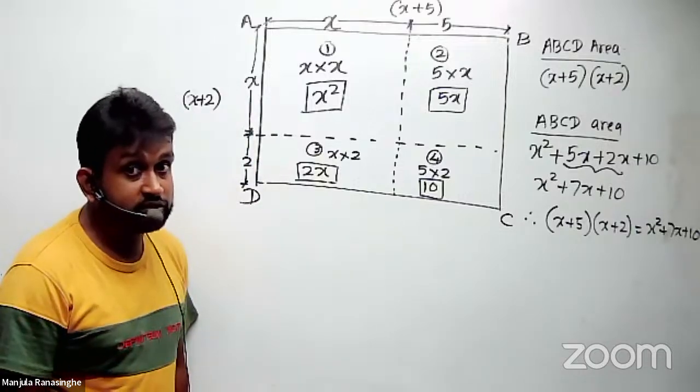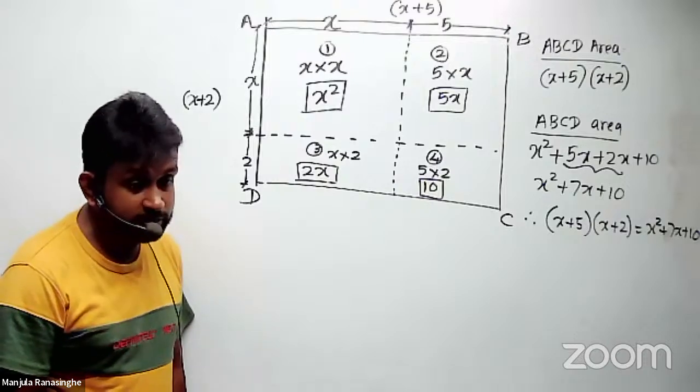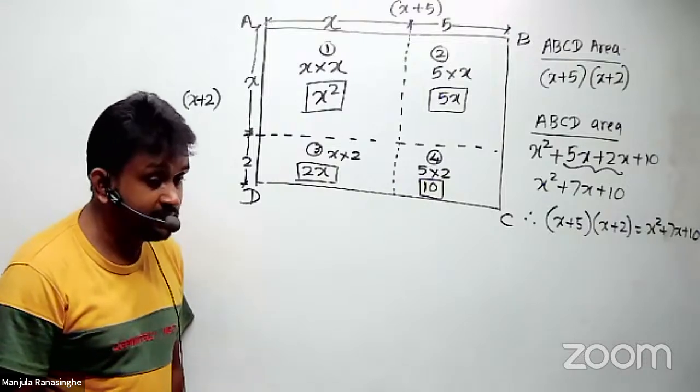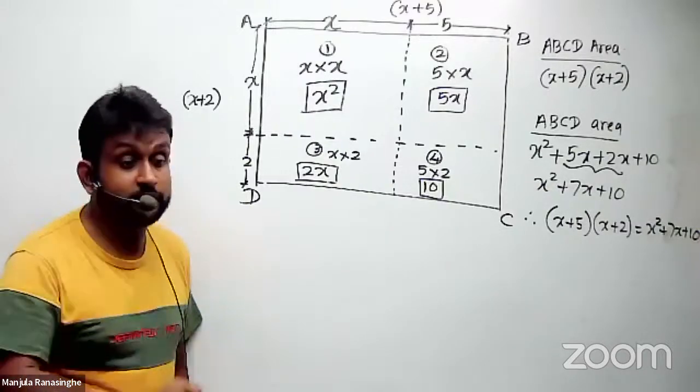Right. Using that expansion, build up, this is equal to this. Everyone draw this one nicely and write down all the things on the board. If you have any doubts, you are free to ask. Okay.